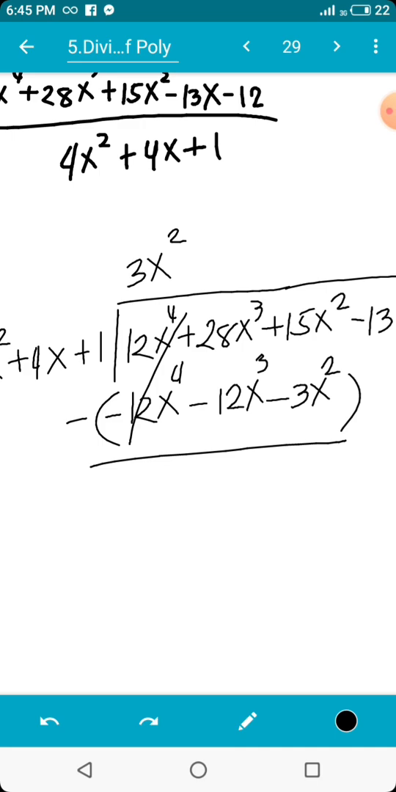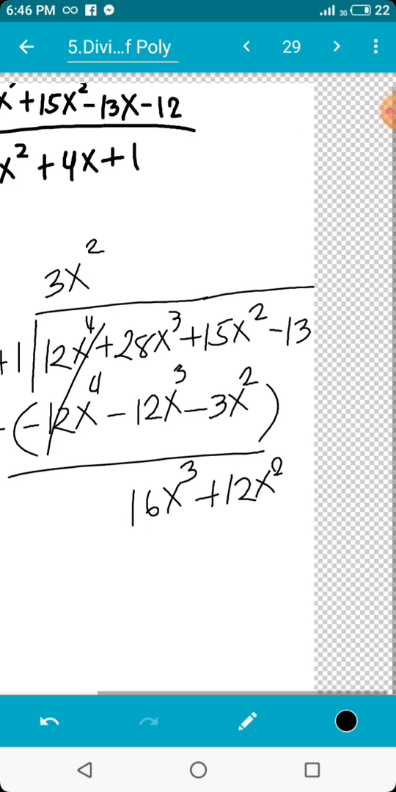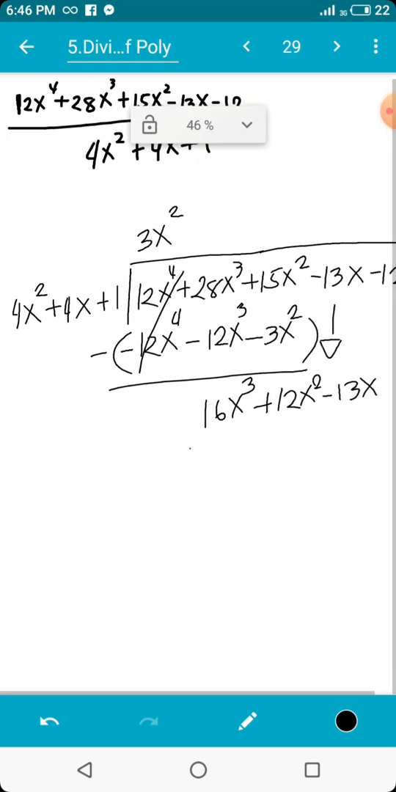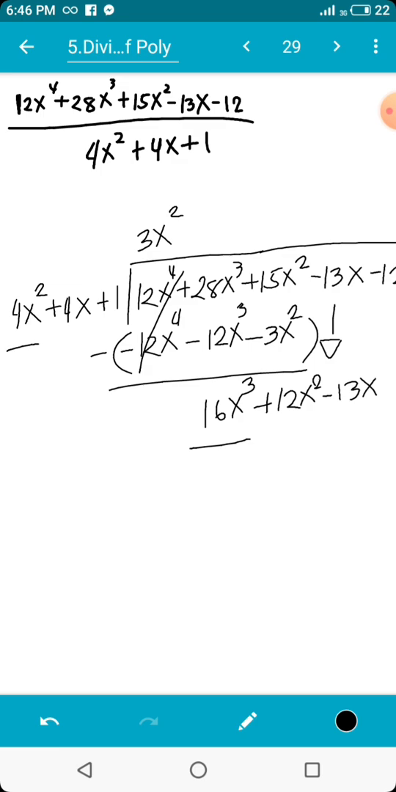So that is positive 16x cubed. Then we have positive 15x squared and negative 3x squared. That is positive 12x squared. Okay? And then bring down negative 13x. So, divide ulit natin. So, 16x cubed divided by 4x squared. And then we have positive 4x.